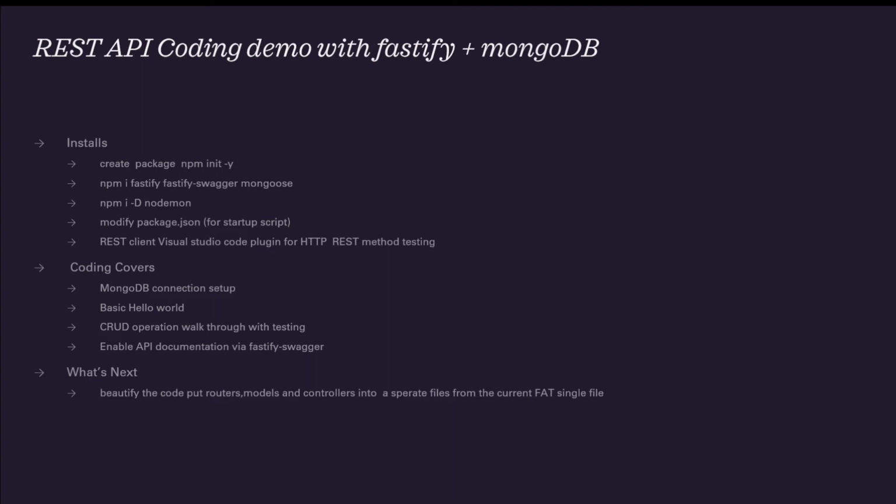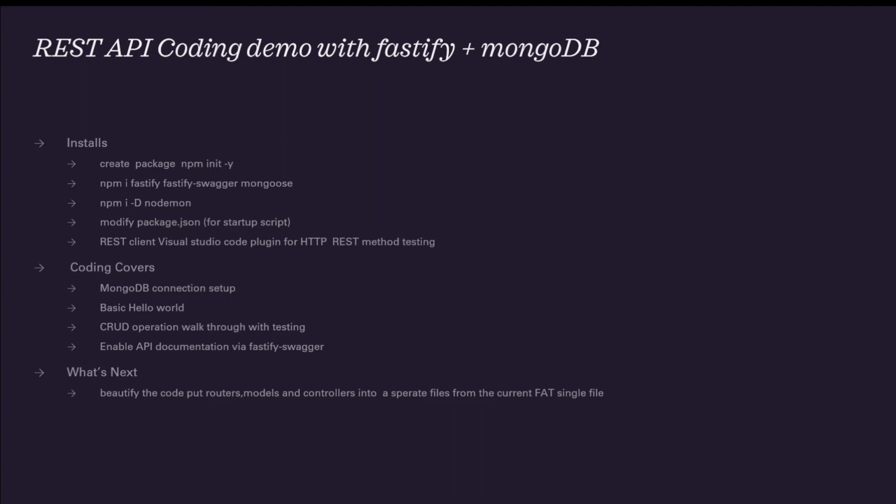We'll also install a dev dependency for nodemon, with npm i -D, that will help you restart your node server as soon as you make any change, so that you don't have to manually restart your code. Along with that, we'll be installing the REST Client plugin in Visual Studio Code for HTTP REST method testing.